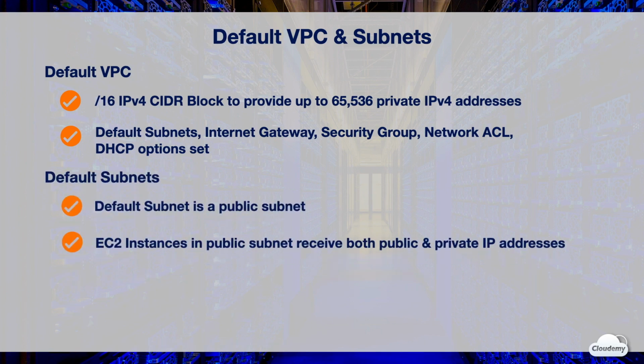The default subnet is a public subnet, as the main route table sends the subnet's traffic that is destined for the Internet, to the Internet Gateway. EC2 instances that you launch into a default subnet receive a public and private IPv4 address. Without a public IP address, your audience won't be able to reach these instances over the Internet.